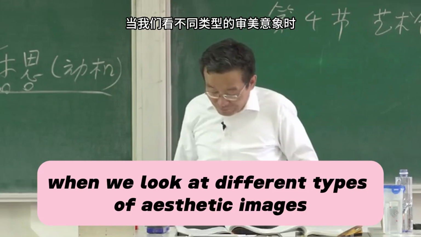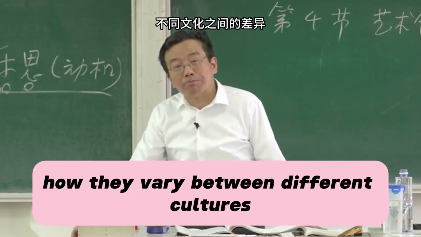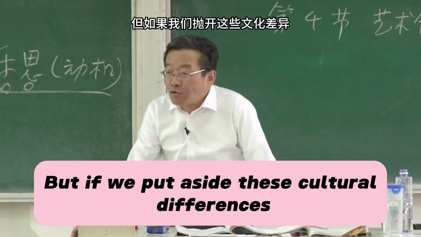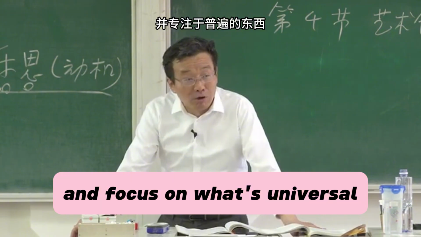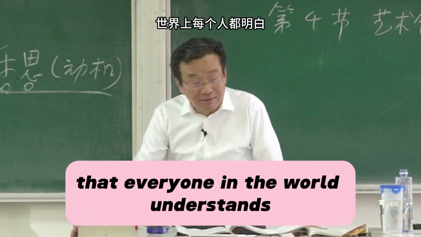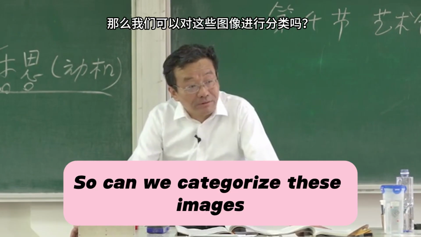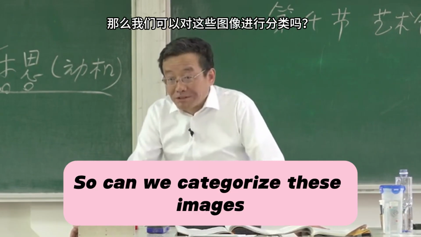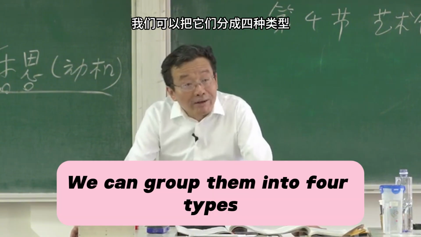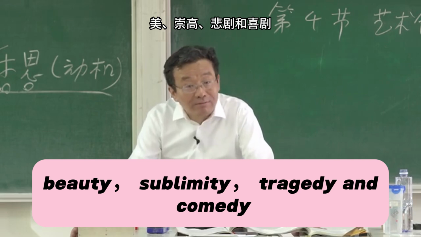In short, when we look at different types of aesthetic images, we usually consider how they vary between different cultures. But if we put aside these cultural differences and focus on what's universal, we see that aesthetic images can be a language that everyone in the world understands. Art is a universal language. So, can we categorize these images? Absolutely. We can group them into four types: beauty, sublimity, tragedy, and comedy.